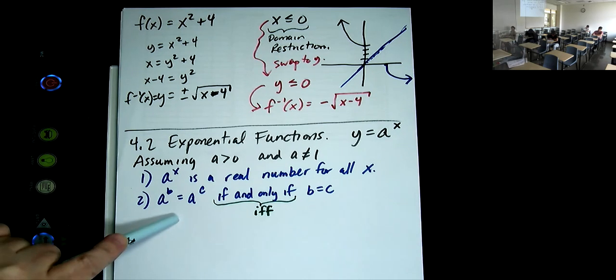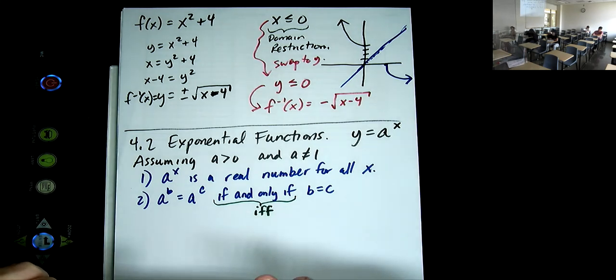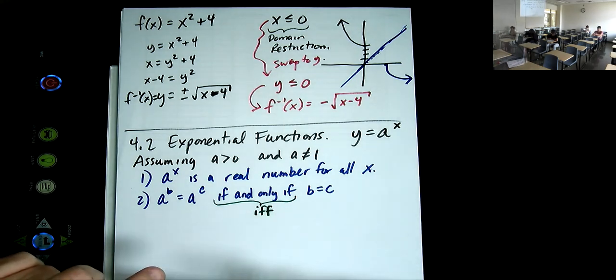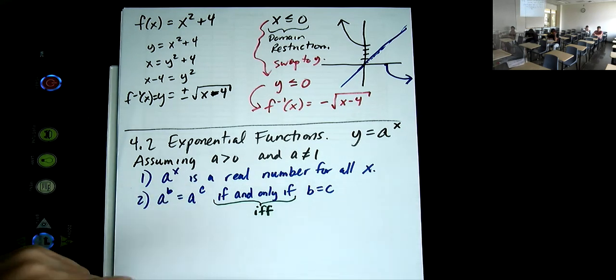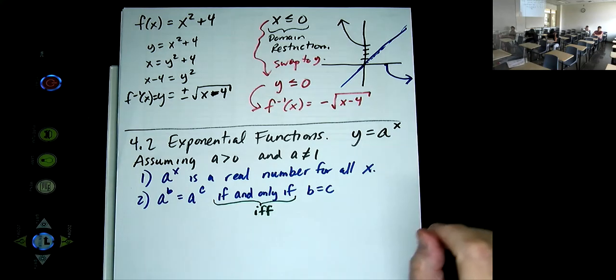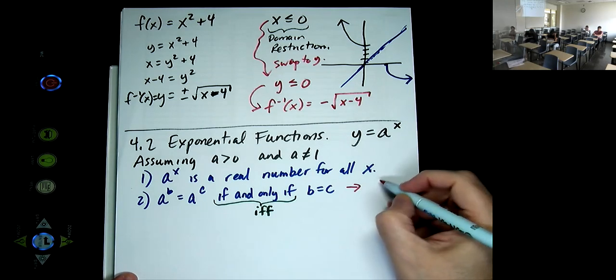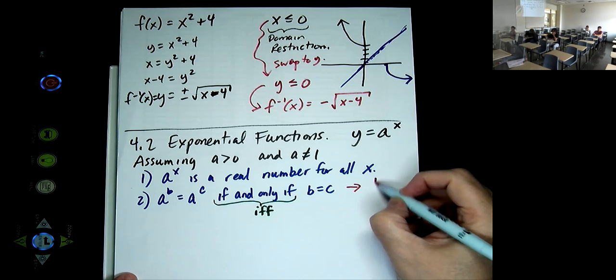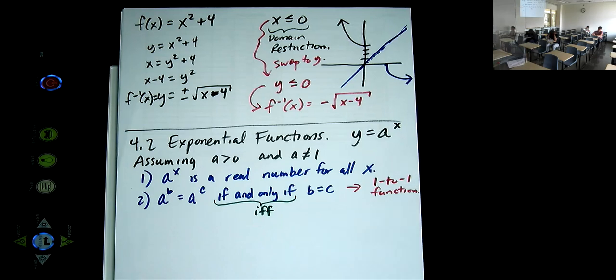For the first part to be true, the second part has to be true. And if the second part is true, the first part has to be true. This requirement actually makes it meet the rule that this is a one-to-one function. So exponential functions are one-to-one.